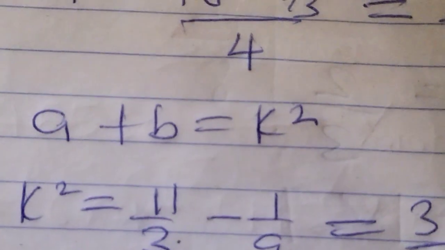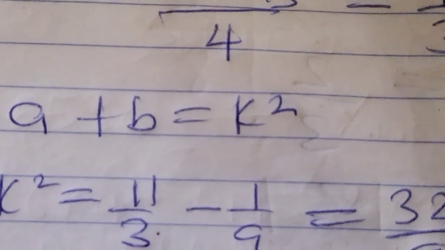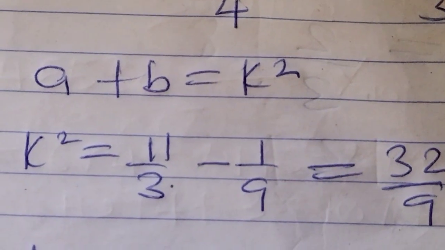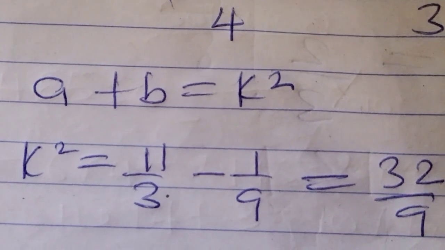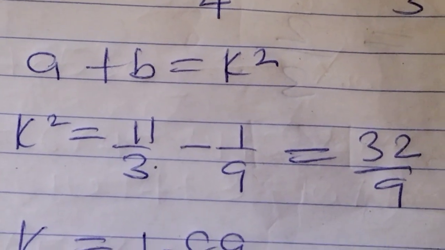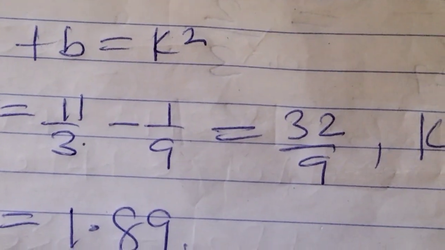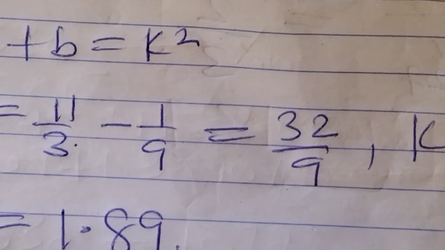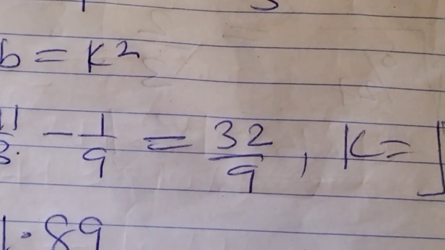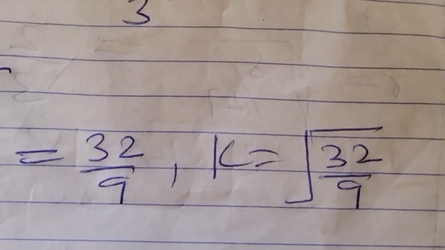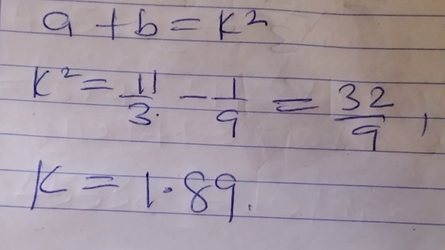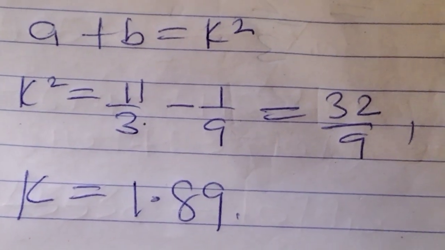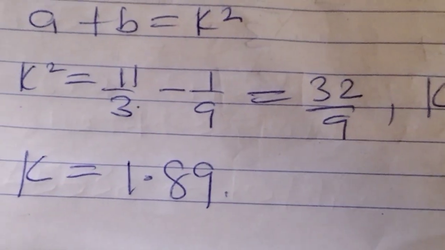So we'll continue. a plus b is equal to k squared. So k squared now becomes 11 over 3 minus 1 over 9. We'll take the LCM of the two and then solve. Bringing it together, we'll now have 32 over 9. So k becomes the square root of 32 over 9, and that is approximately 1.89. Since we're looking for the positive value of k, 1.89.